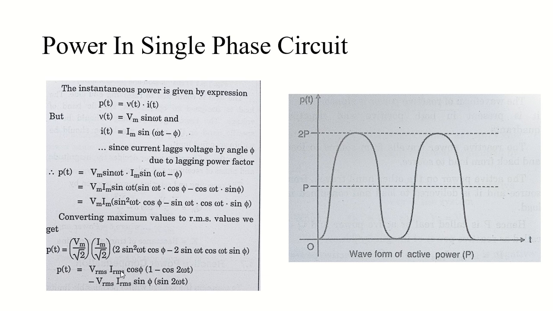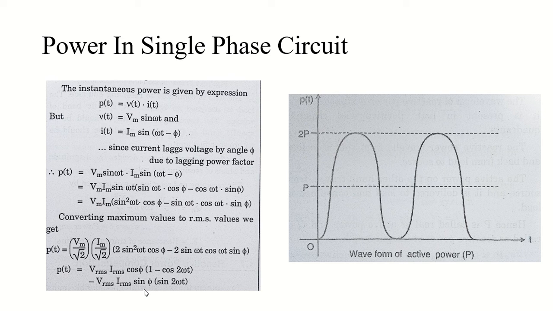So this cosine part, and by cosine part I mean not the whole thing, only this part, Vrms into Irms into cos phi, let's call it P. And the sine part, Vrms into Irms into sine phi, call it Q. Then my formula Pt will be P into 1 minus cos 2 omega t minus Q into sine 2 omega t.